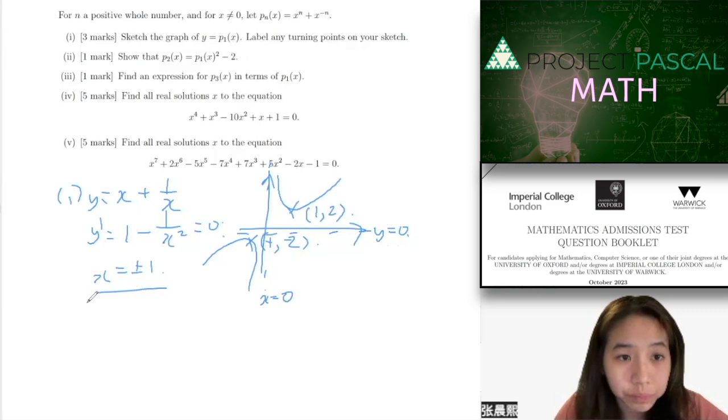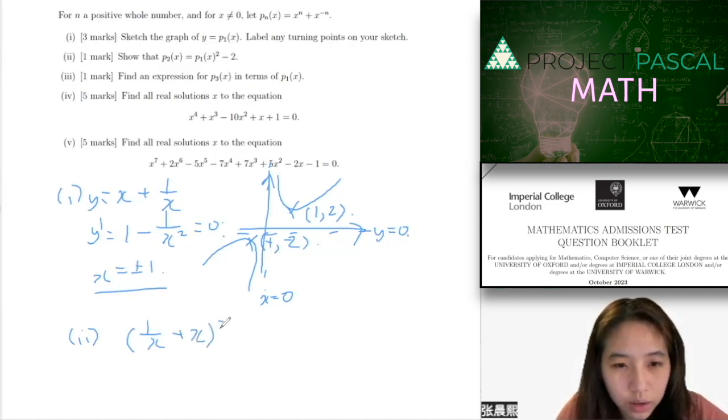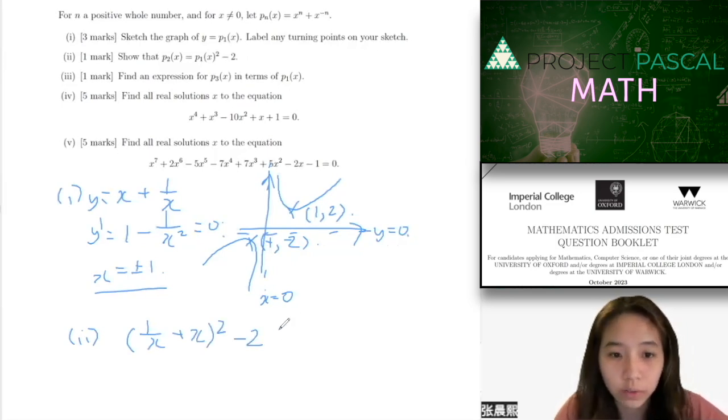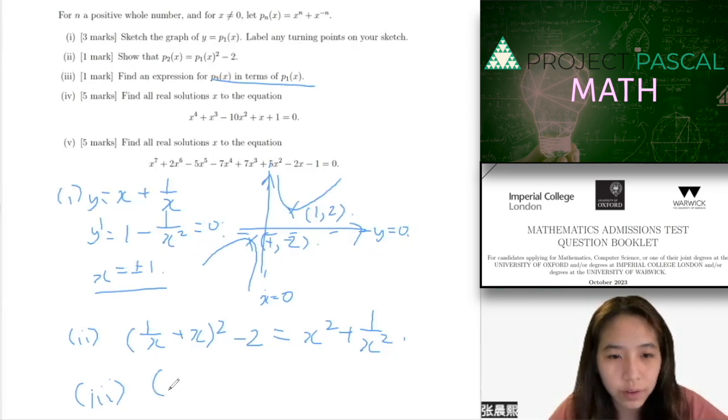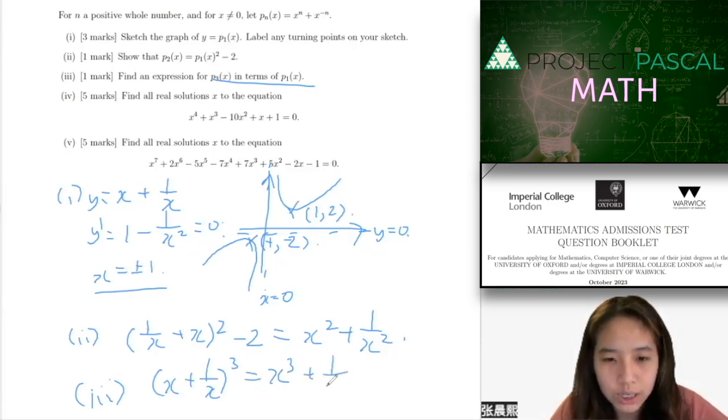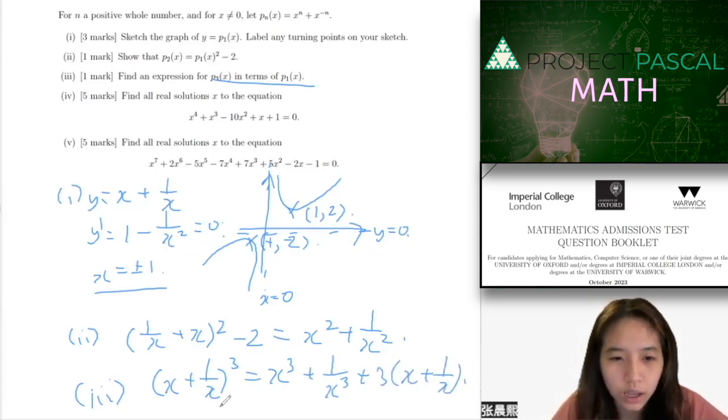Yeah, so for this question, show that this is a very simple one, so it's x squared plus 1 over x squared, which is pretty easy to show. And then for P3(x) in terms of P1(x), it's also a really classic Math Olympiad question that usually appears at the junior level. So you get x^3 plus 1 over x^3 plus 3x plus 3 over x. So this is P1 cubed x minus 3 P1(x).